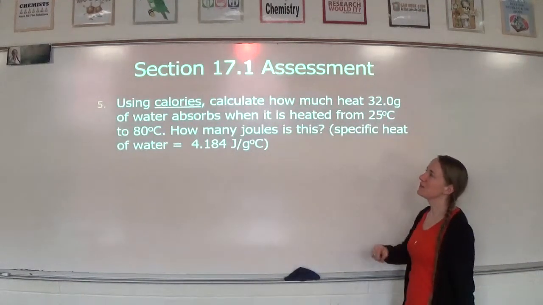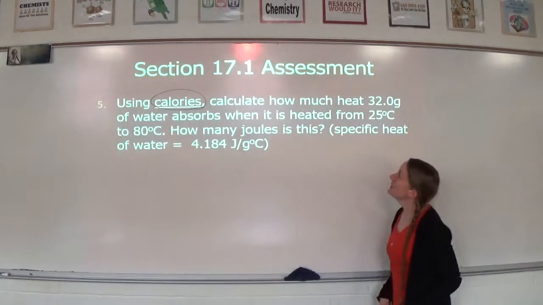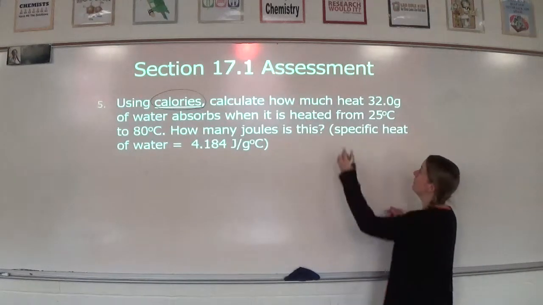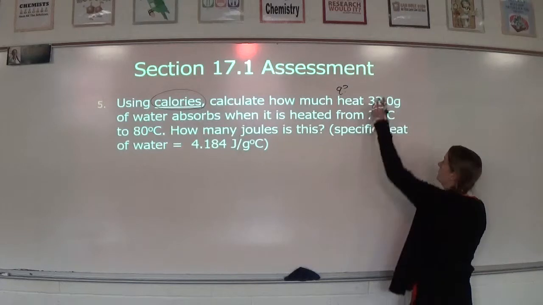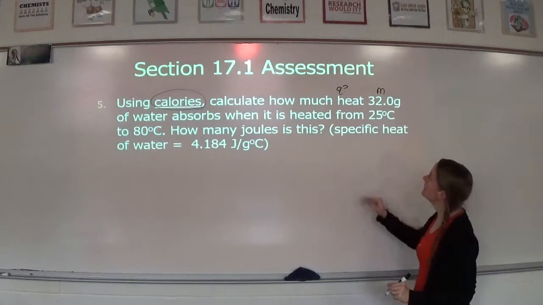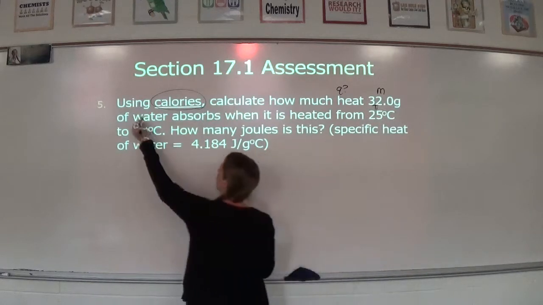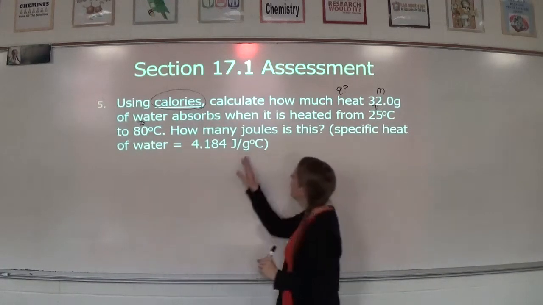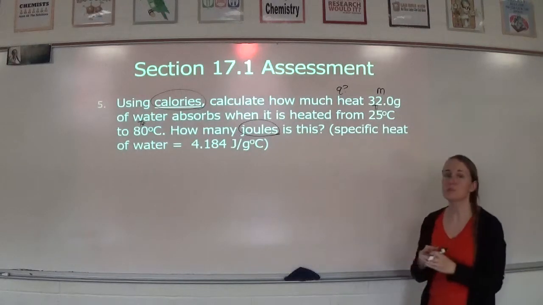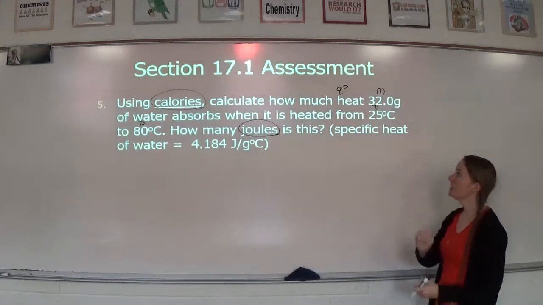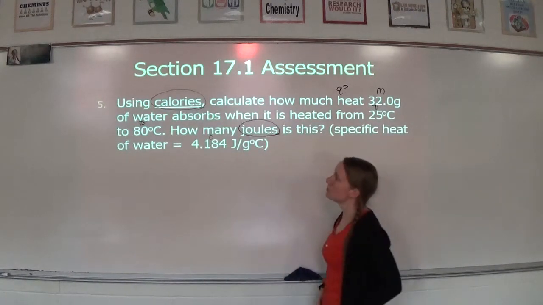So using calories, so I underlined it just to make sure you notice that. Using calories, calculate how much heat, so of course that means we're looking for Q, 32 grams of water, so there's my mass, absorbs when it is heated from 25 degrees Celsius, so there's my initial temperature, to 80 degrees Celsius, so there is my final temperature. How many joules is this? So in other words, we need to get joules and calories, so we'll have 2 answers. Specific heat of water, again, is 4.184 joules per gram degree Celsius.